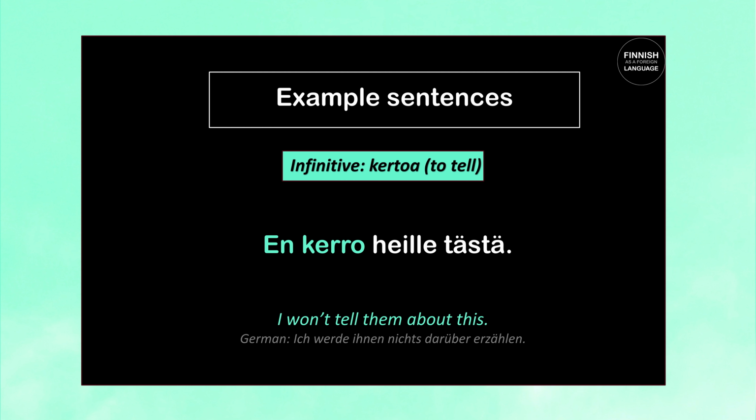So what's important to know here is when we have the verb kertoa, which means to tell, then the person we're telling something has to stand in the elative case and the matter we're talking about has to stand in the elative case, which is why we say here tästä. So let's repeat. En kerro heille tästä. I won't tell them about this.